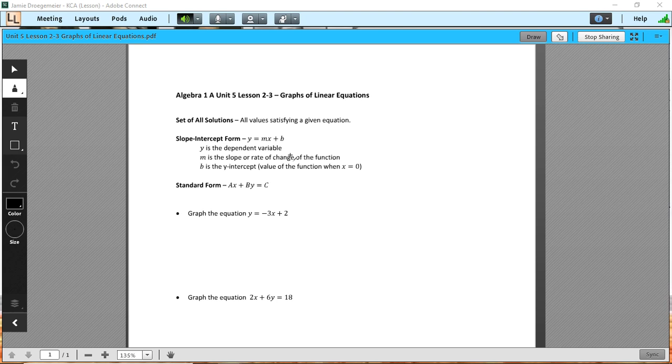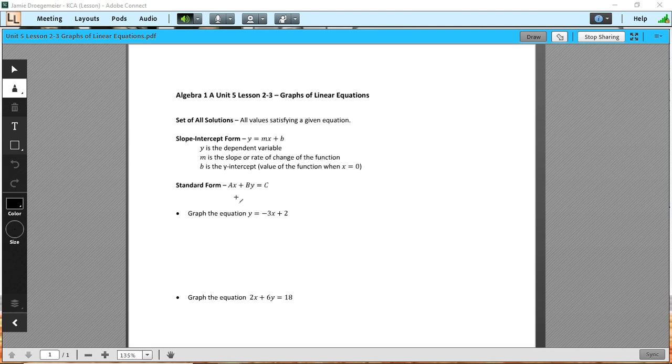M is going to represent the slope or the rate of change of our function. X is our independent variable. I don't have that listed here, but x would be our input when we're talking about a function. And then b represents the y-intercept. Your y-intercept is where that graph crosses the y-axis. You can also think of it as the value of the function when x equals 0. So if I plug in 0 for x and then solve for y, that's going to tell me what that y-intercept value is. All right, so that's slope-intercept form. We'll take a look at some examples of that here in just a moment.